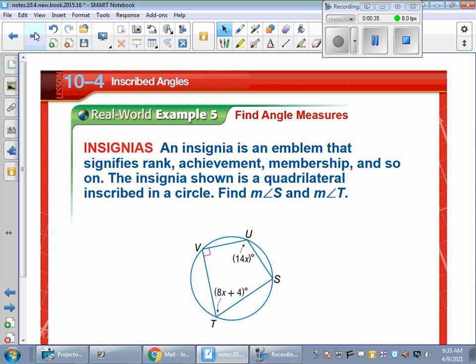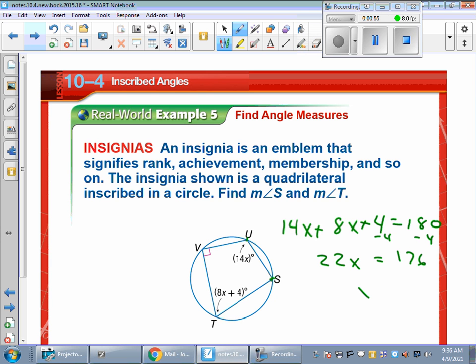So in this case here, it says we want to find the measure of angle S and angle T. Yes, you check all of these. They're all on there, so they're inscribed. So 14x plus 8x plus 4 equals the 180 here. So we have 22x equals, let's subtract that over, 176. Divide both sides by 22, and we get that x equals 8. So if x equals 8, now we plug that into both of these.